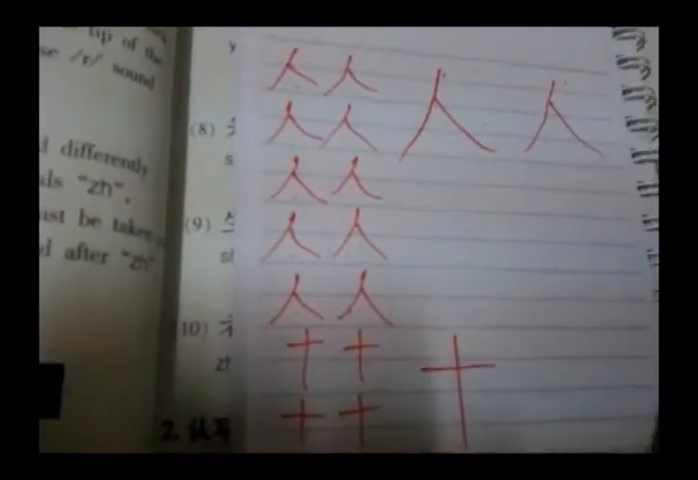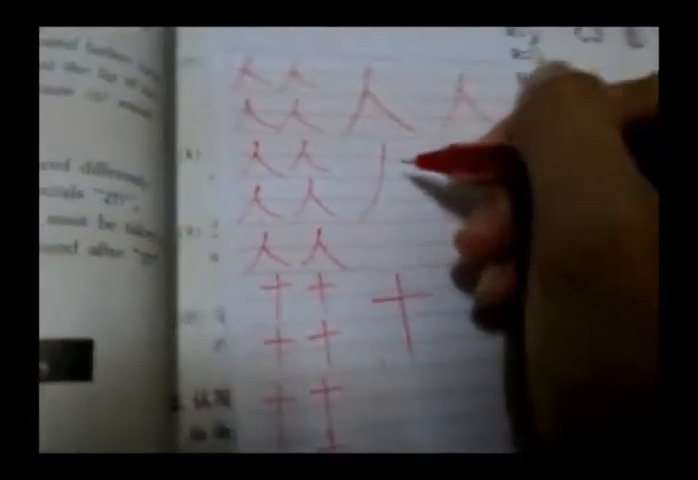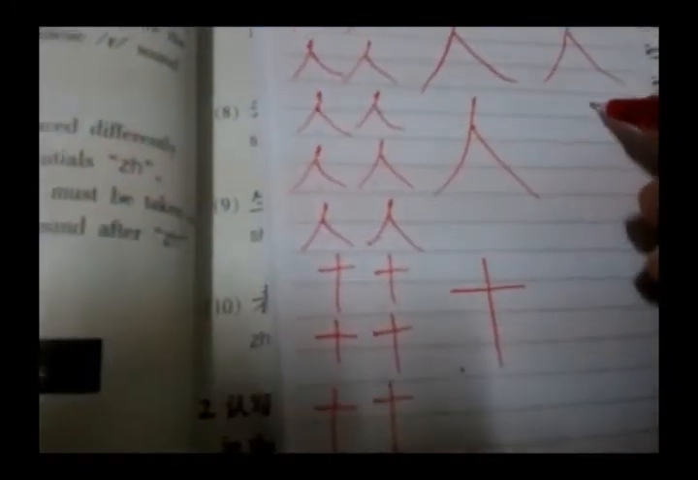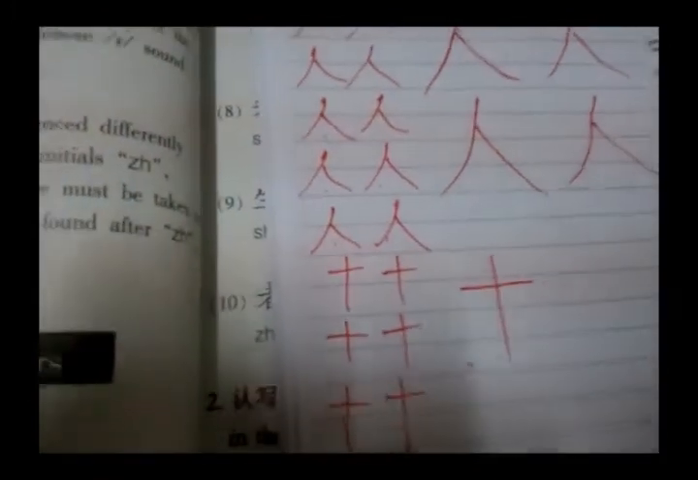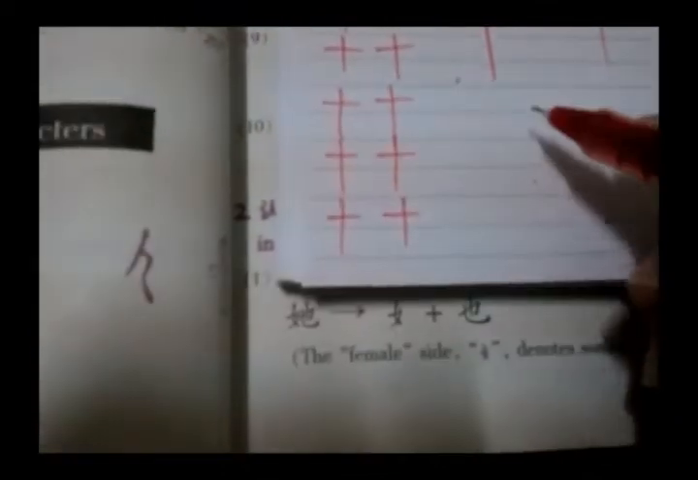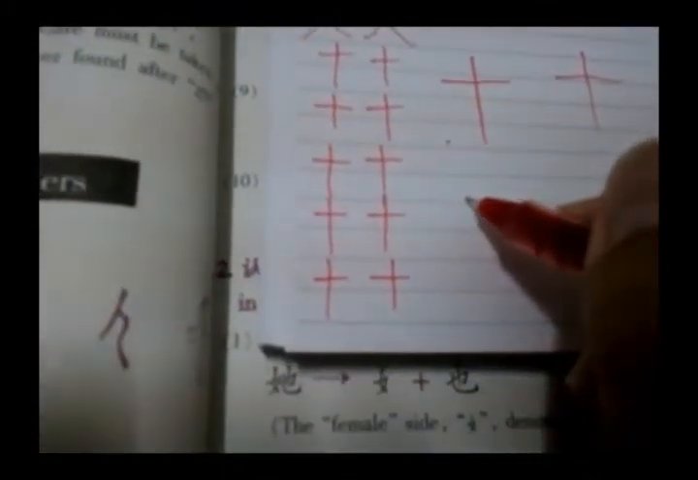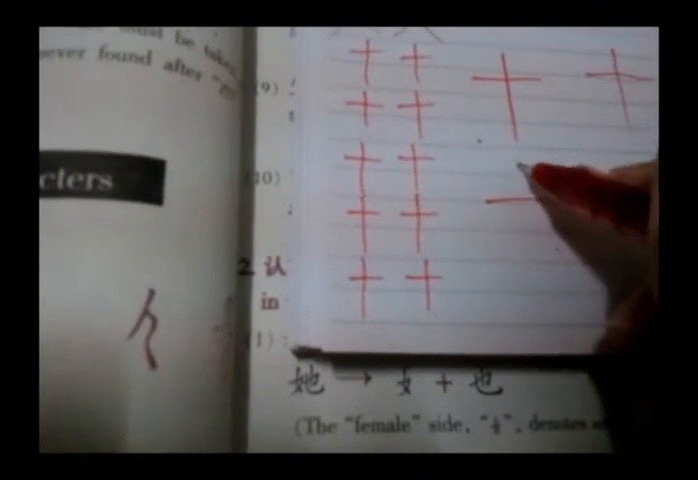1, 2. Run, run. The second one is the number 10. Shi, shi. So they are both rising tones. Shi. This is very easy. You just draw a cross. But you draw the horizontal bar first.